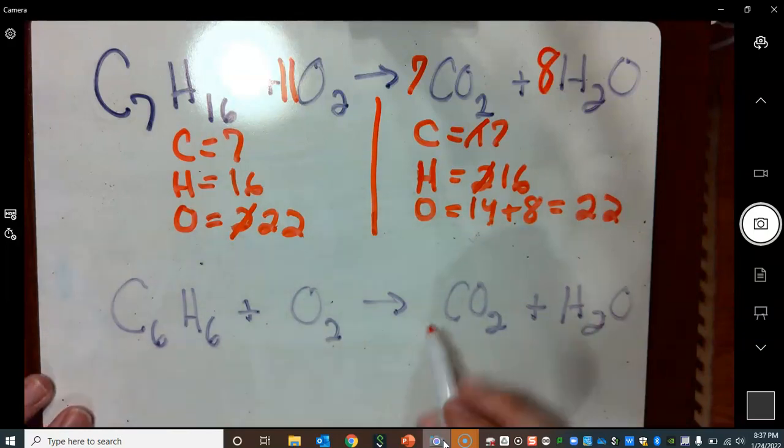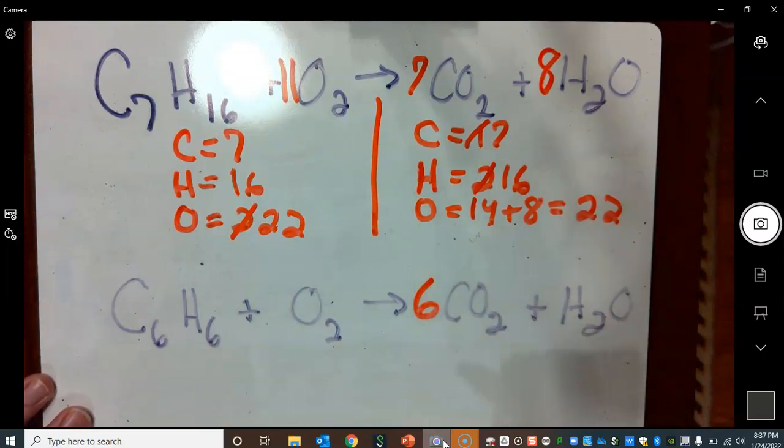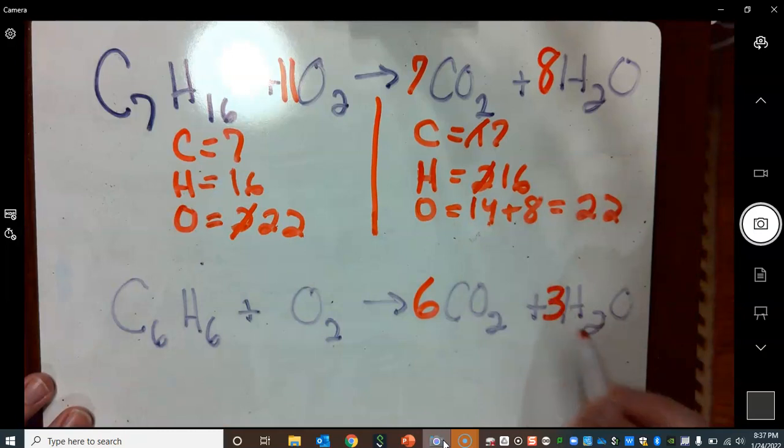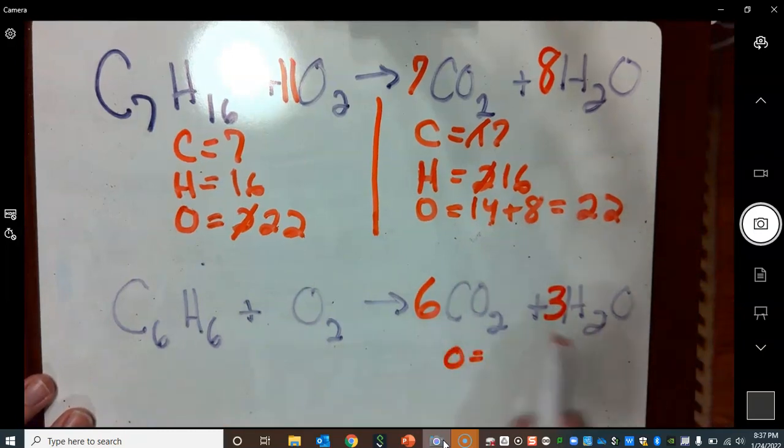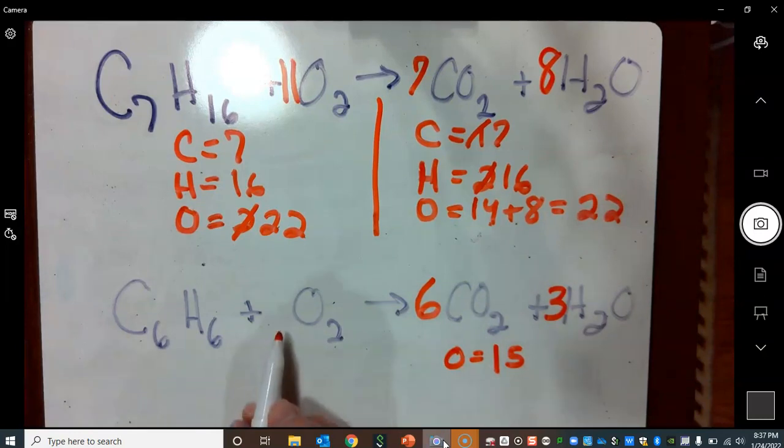All right, so I have 6 carbons here, so I need to put a 6 in front of CO2. I have 6 hydrogens here, so I need to put a 3 in front of water, because 3 times 2 is 6. So when I count up my oxygens over here, I have 12 plus 3, so 15. Now that kind of creates a problem because there's no whole number coefficient I can put in front of O2 to give me 15 oxygen atoms.